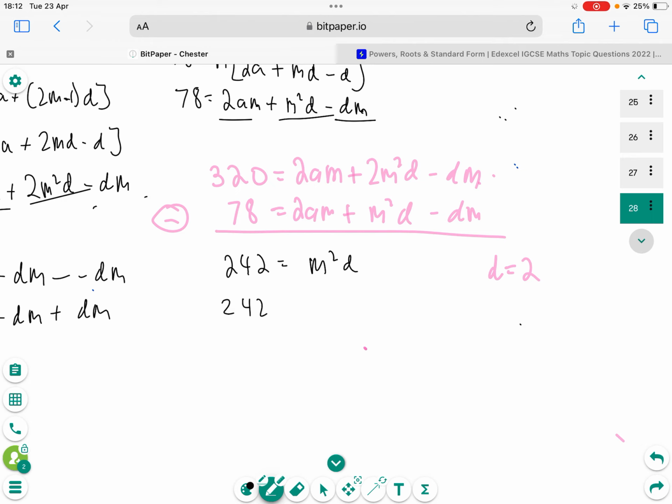So 242 equals m squared times 2. We'll divide both sides by 2. 121 equals m squared. So m must be 11. And that's our answer. d is 2, m is 11.